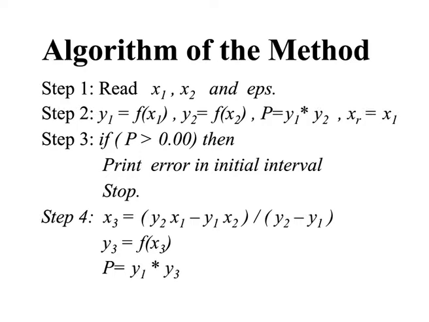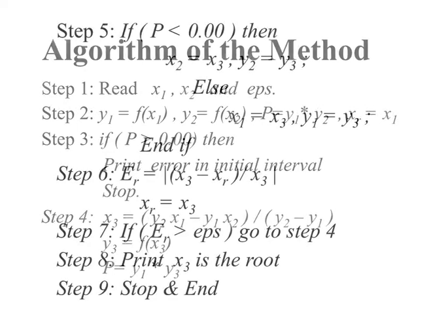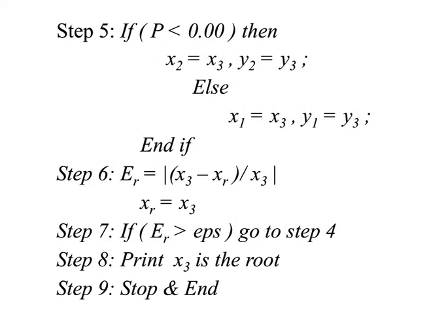If the product is less than 0, that means the root is included, then we will continue with the procedure and calculate the next approximate root by using equation 1. So, we have written the expression for equation 1 in step 4. There we calculate x 3 and the corresponding y 3. Now, we calculate the product p, which is y 1 into y 3, and select the interval as we have done in the successive bisection method. So, if p is less than 0, then we select the interval x 1 and x 3, and if p is greater than 0, then we select the interval x 2 and x 3.